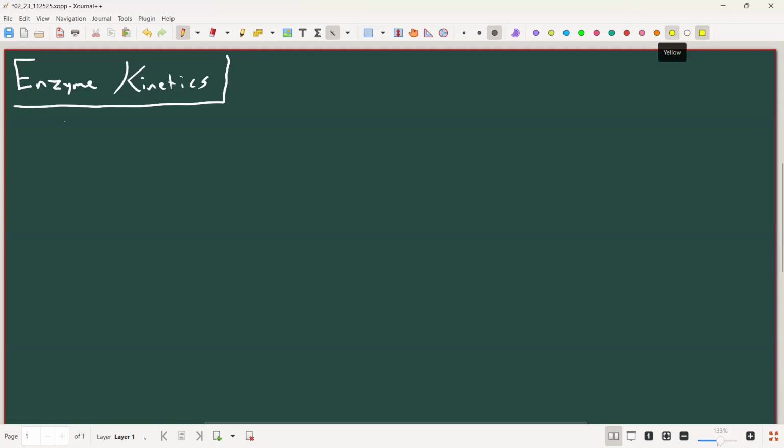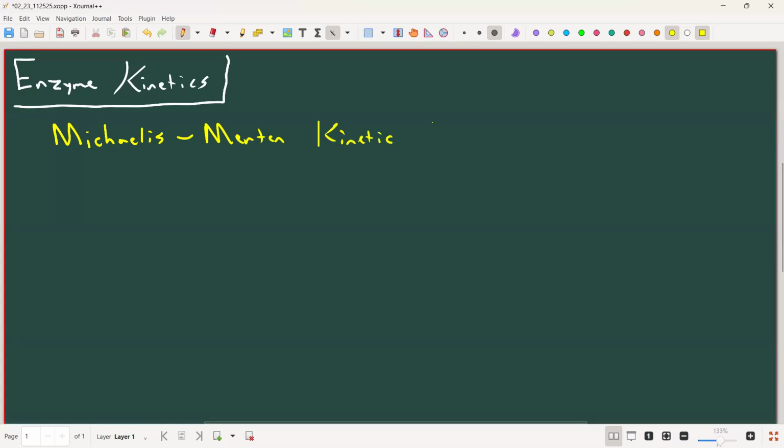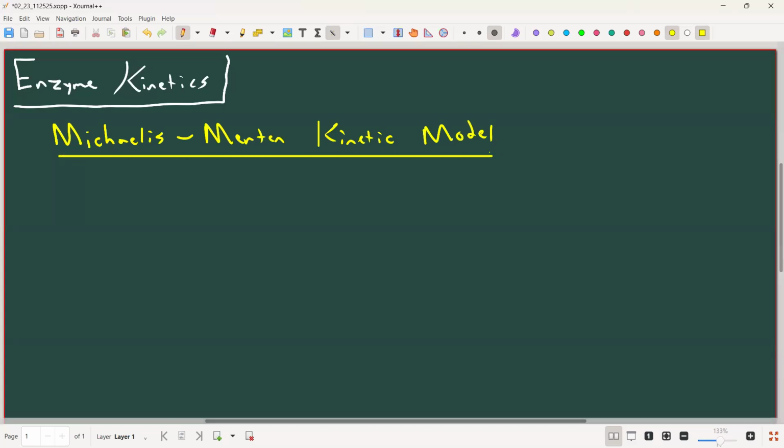So what we're going to learn is a model named after the two men. Did I spell that right? Yeah, Michaelis. The model named after two men who studied this for enzymes, called the Michaelis-Menten kinetic model. It's a very, very simple model.